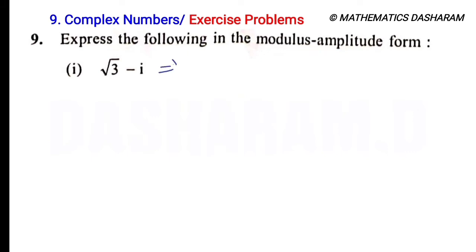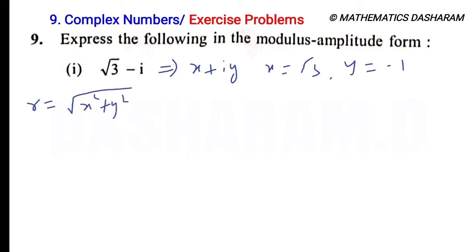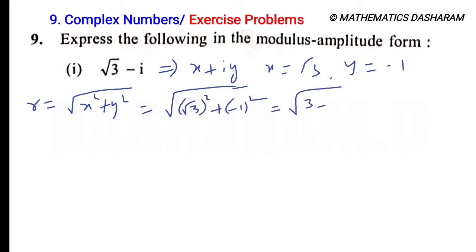So first we need to compare this with x plus iy. So here x value is root 3 and y value is minus 1. Then r equals under root x square plus y square. Root 3 square is 3, minus 1 square is 1. So root 4 equals 2. So r value is 2.